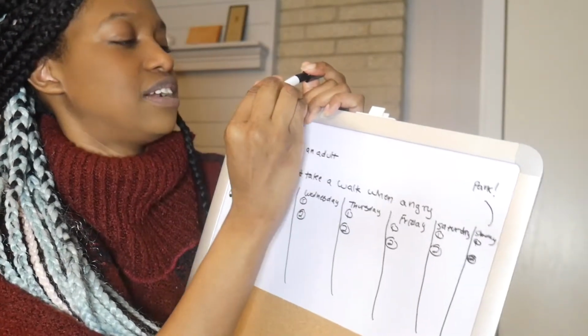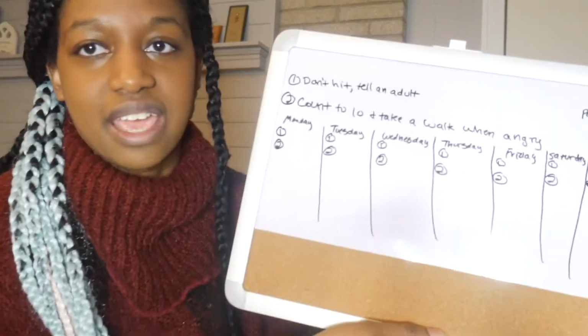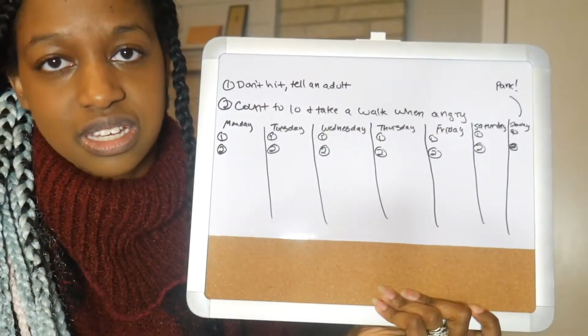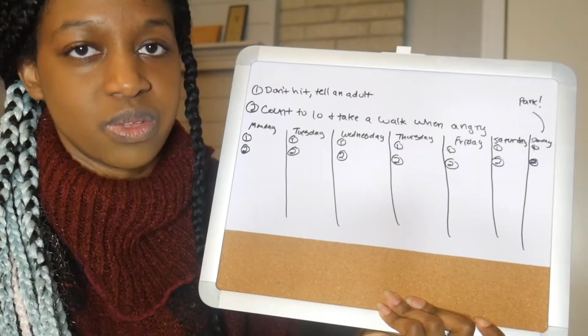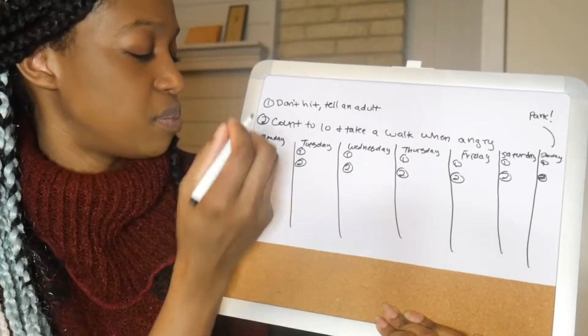Okay, so let's say Monday, he has a really hard day because it's the first day back at school. He didn't get very good sleep last night, so he's more irritable than usual. So he did hit his brother that day. So I'm going to put an X here.